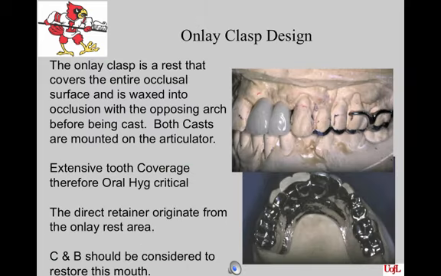The onlay clasp is a rest that covers the entire occlusal surface and is waxed into occlusion with the opposing arch before being cast. Both casts are mounted on the articulator. It has extensive tooth coverage, therefore oral hygiene is absolutely critical on this type of case. The direct retainers originate from the onlay rest, as you can see in the top photo. Now, for a case like this, crown and bridge should be considered to restore this mouth, as it would be a more ideal restoration, but this is the poor man's crown and bridge.